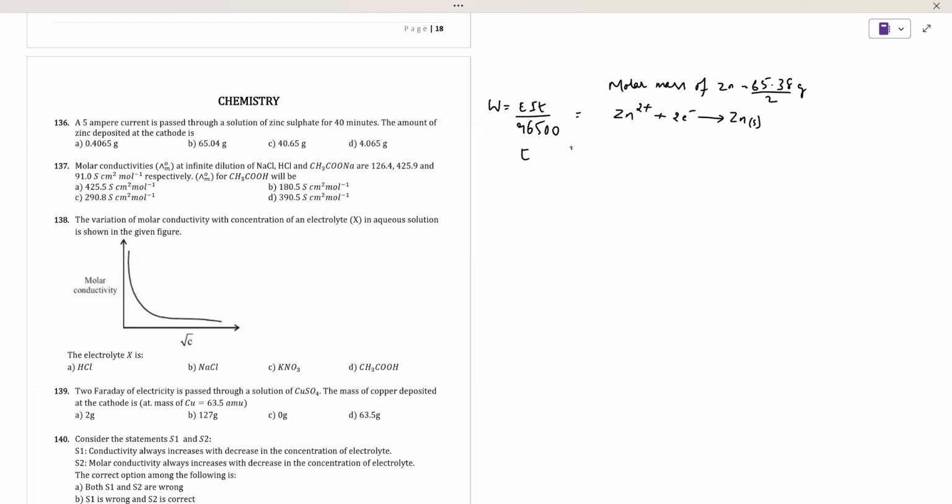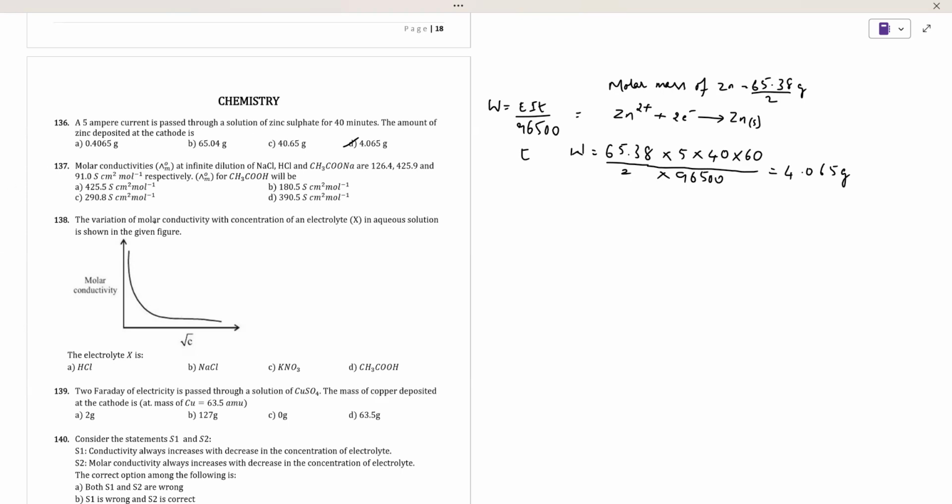Directly we will substitute, where W is equal to 65.38 divided by 2 into I value, which is given to be 5 amperes, into time, which is given as 40 minutes. So convert 40 minutes into seconds by multiplying it with 60, divided by 96,500. So if you simplify all these values, you will get a value which is nothing but 4.065 grams. So hence option D is correct for the first question.